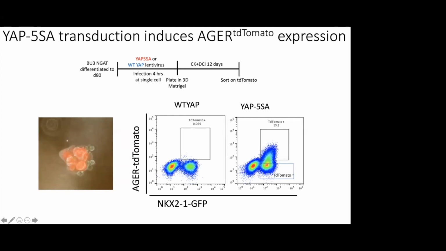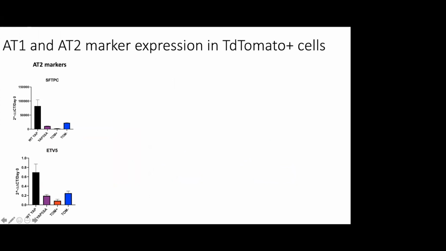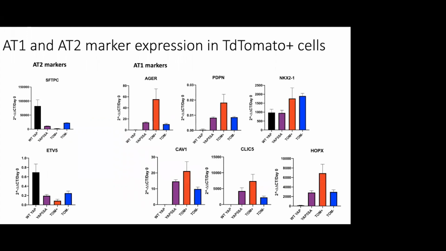And so if you look at the type 2 cell markers, we can see that the tomato positive sorted population is depleted in both SPC as well as ETV5, which is a transcription factor associated with type 2 cells. And then looking at type 1 cell markers, we can see that it is enriched for AGER, podoplanin, CAV1, CLIC5, and HOPX, while both tomato positive and tomato negative are enriched for NKX2-1, as they were both from that GFP positive population.